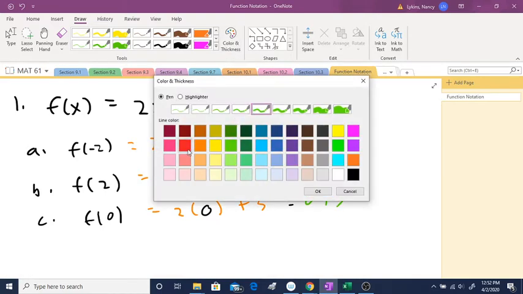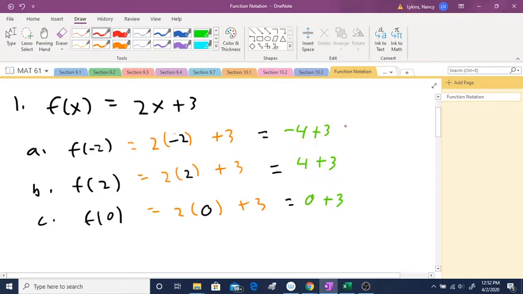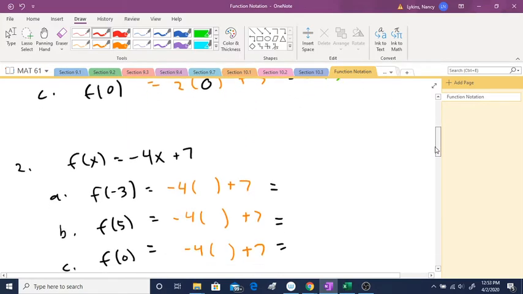Now the final step is to just go ahead and solve. -4 plus 3 is -1. 4 plus 3 is 7. And 0 plus 3 is 3. We can move on down.